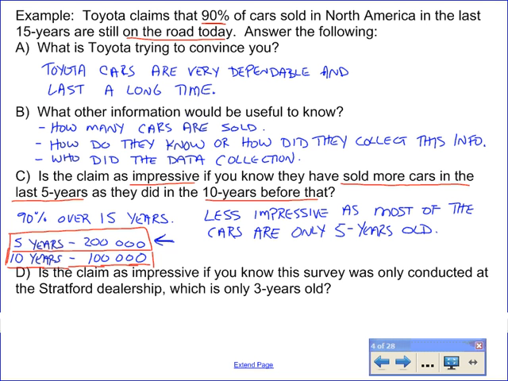And the last one, is the claim as impressive if you know the survey was conducted at the Stratford dealership, which is 3 years old? So what happens if it was only the Stratford dealership? And I would say less impressive again. And the reason for that, if they've only sold cars for 3 years, they only have cars that are 3 years old. So the dealership only has cars 3 years old.